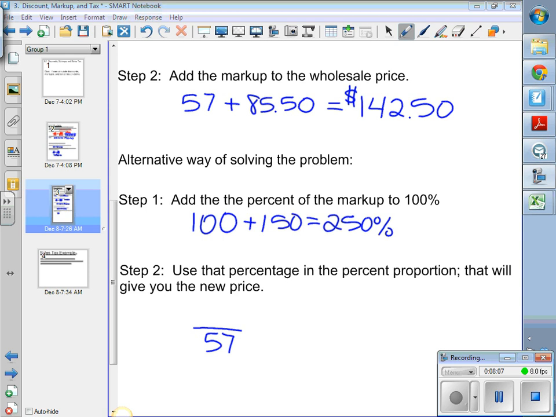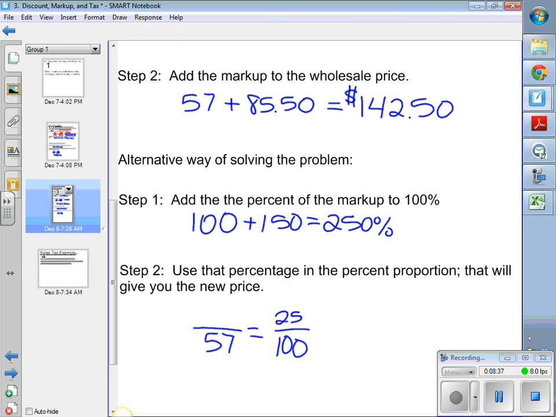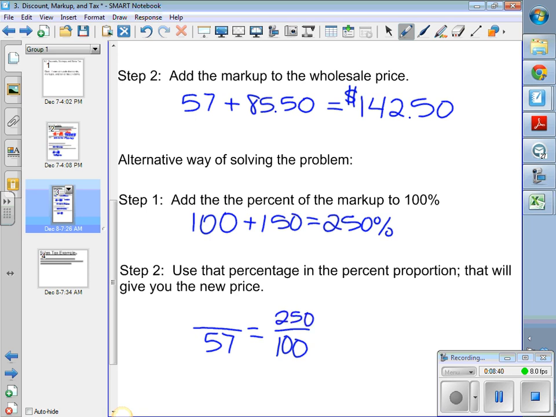Okay, so before the bell rang, and I had to go teach, I was setting this proportion up with the markup already done. So the wholesale price of the skateboard was $57, and that is the 100%. The markup with the original price that you paid in it, the 150 markup, gives us a total of 250% being paid total. So we added all that together first, and now we're going to figure out our total price.